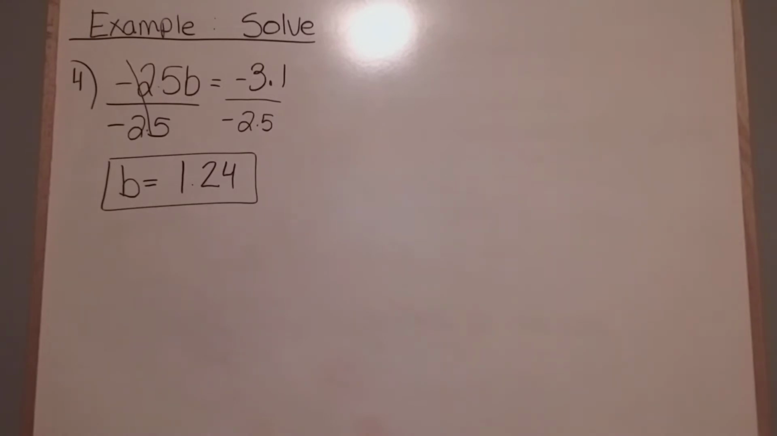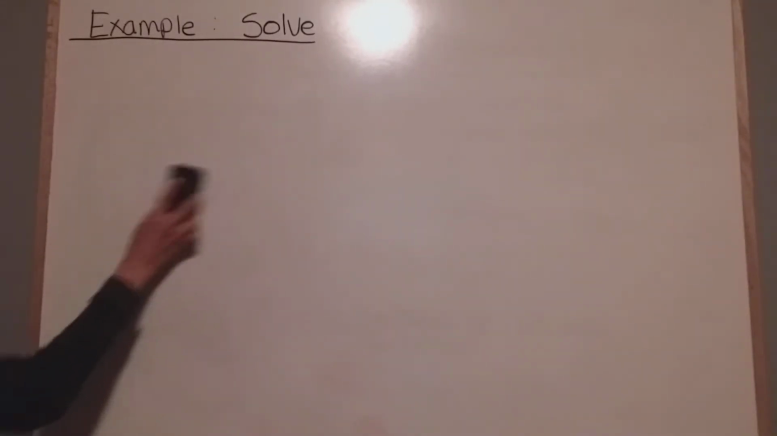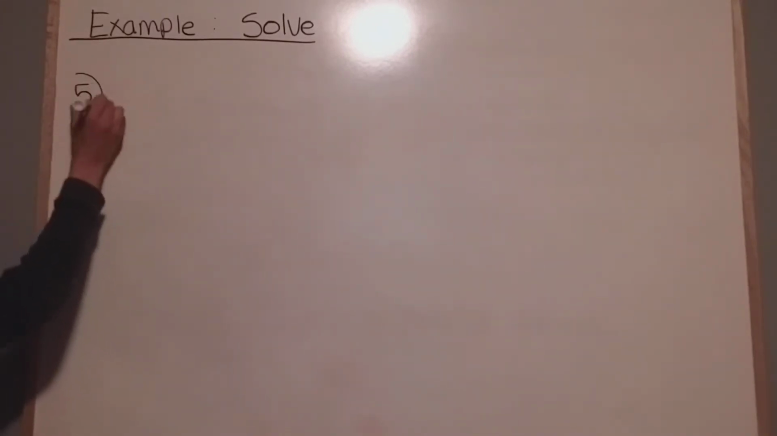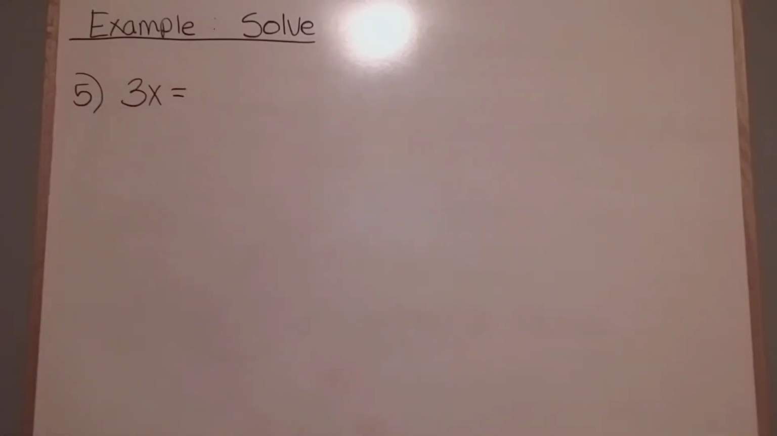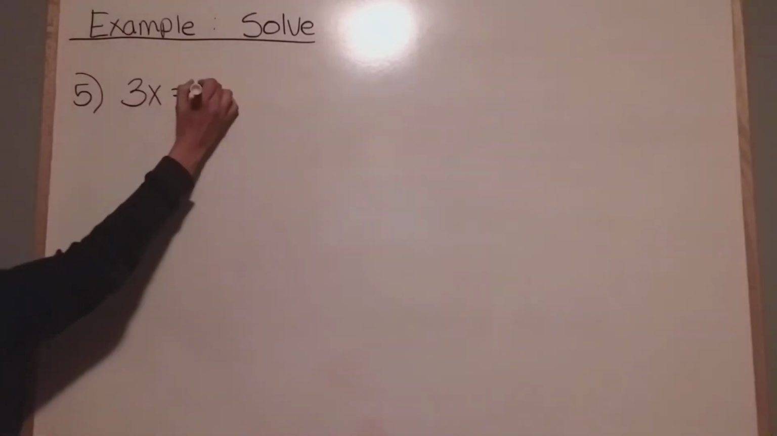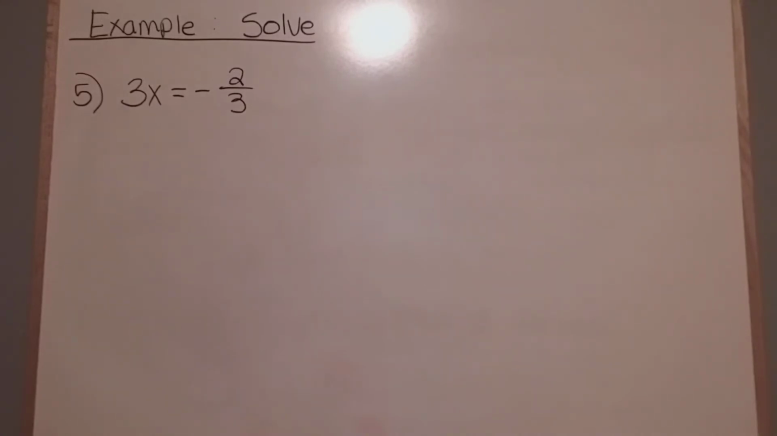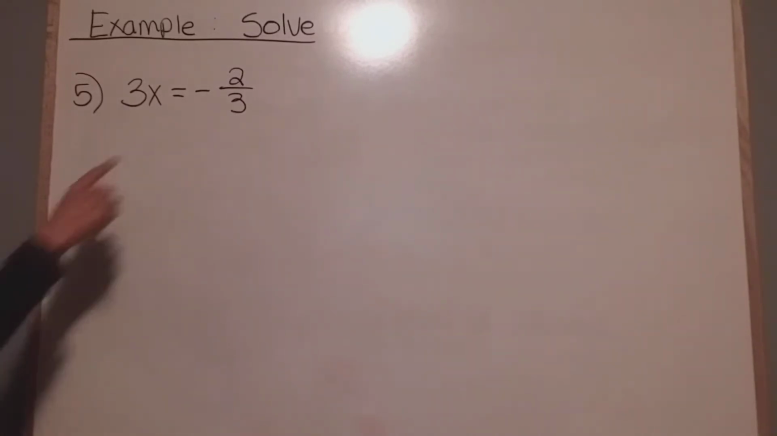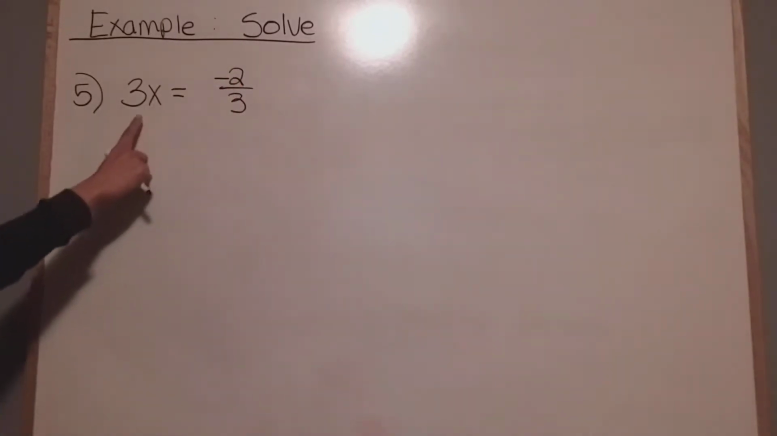Most of your questions today will be a single step, and we'll get into more complicated questions as the days go. Our next example, example number 5, is 3x is equal to negative 2/3. And like I said in the beginning, if you don't like the negative in the middle, you can put it with the numerator.